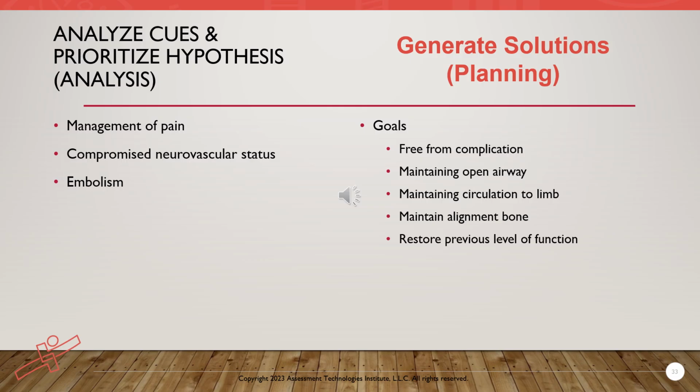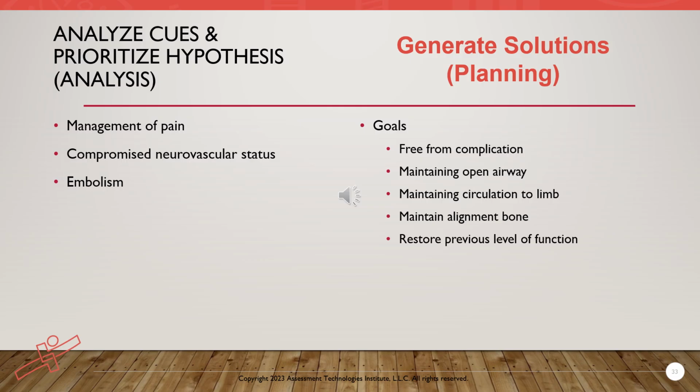Planning. Now the nurse creates goals and targeted interventions to address the prioritized hypothesis. Goals: free from complication, early recognition and prevention of infection, bleeding, compartment syndrome, and embolism. Maintain an open airway is especially important if suspected fat embolism or trauma. Maintain circulation to limb, frequent CMS checks, proper alignment, and reporting changes promptly. Maintaining alignment ensures immobilization devices remain properly positioned.